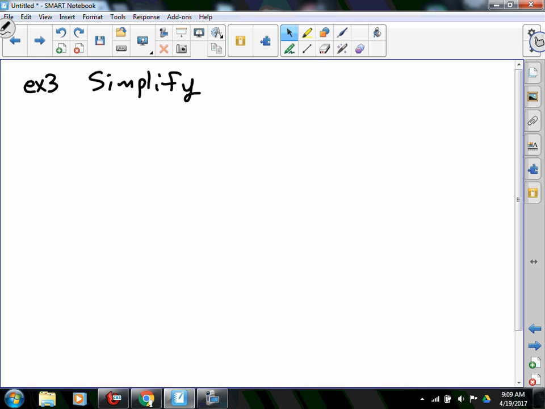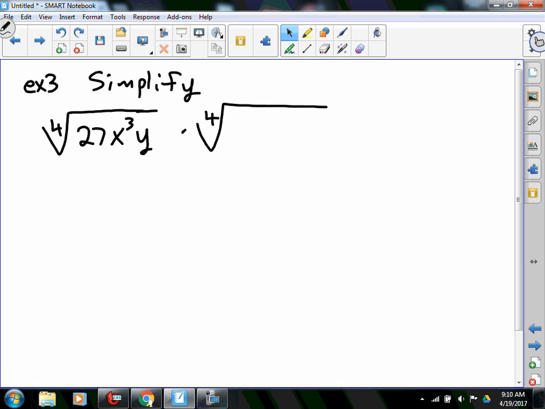Okay. All right. Let's try this again. The fourth root of 27 x cubed y multiplied by the fourth root of 9 x squared y to the 8th. There we go. That'll work. I'm so sorry about the problem there.